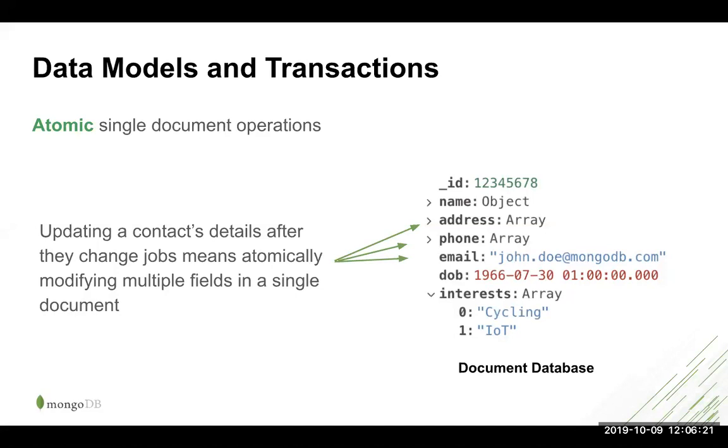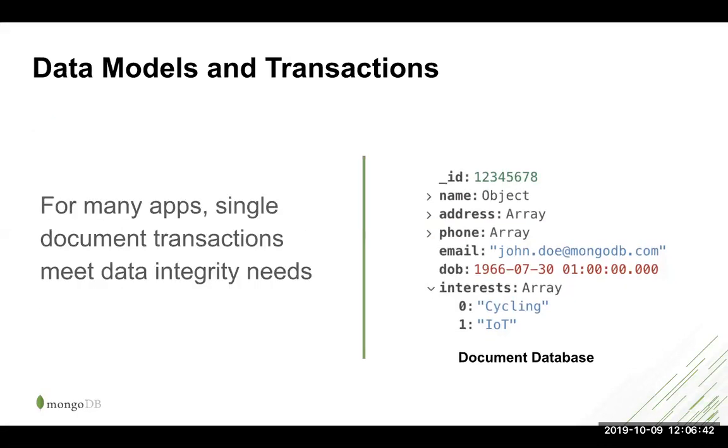You get complete isolation as that document is updated. So none of the document updates are visible to other threads until the write's committed. And any errors will cause that operation to roll back so that clients receive a consistent view of the database. And all of that's handled within MongoDB itself. It's all handled within the database. So the developer doesn't need to do anything on the application side to enable that. And so, as I said, for many apps, single document transactions meet the majority of data integrity needs.